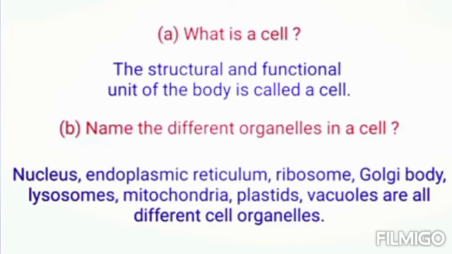B. Name the different organelles in a cell. Nucleus, endoplasmic reticulum, ribosome, Golgi body, lysosomes, mitochondria, plastids, vacuoles are all different cell organelles.